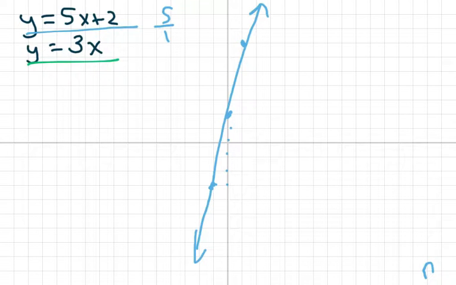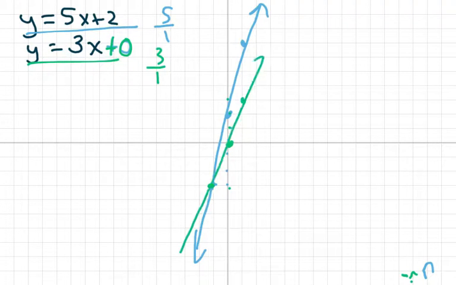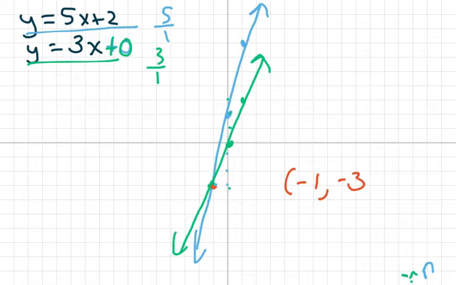The next one, the green one, I'm going to go ahead and write this. My y-intercept is 0. I'll put it in green. So from here, my slope is 3 over 1. So we're going to go up 3, 1, 2, 3 over 1, and down 3 over 1. So it looks like this is my solution. And I'll try to graph that. If I estimate this solution here, that looks like (-1, -3).